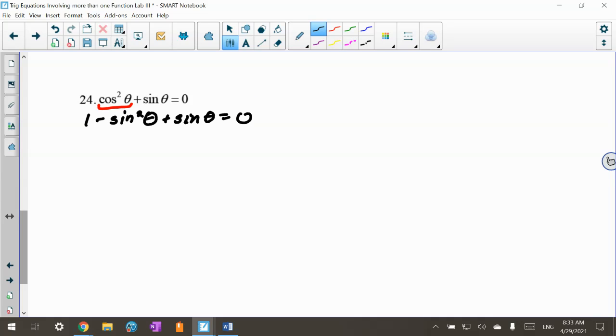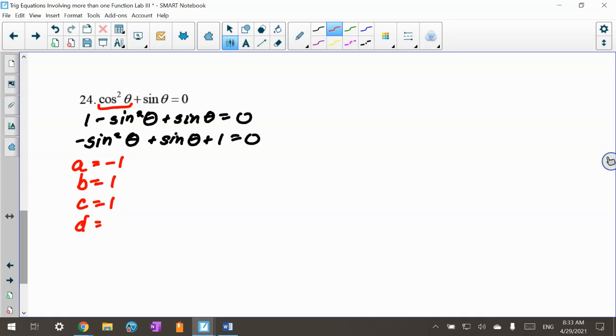Then I recognize it's a quadratic, so I'm going to get it in the proper order: negative sine squared theta plus sine theta plus 1 equals 0. Then I'm going to stack and rack and do the quadratic formula. So A is negative 1, B is 1, C is 1. When I do my B squared minus 4AC, I get a 5. Now what I would do is shut this off to see if you can finish this and know what to do, and then see what I do. Practice it. I just want to make sure that you're confident with all the steps.